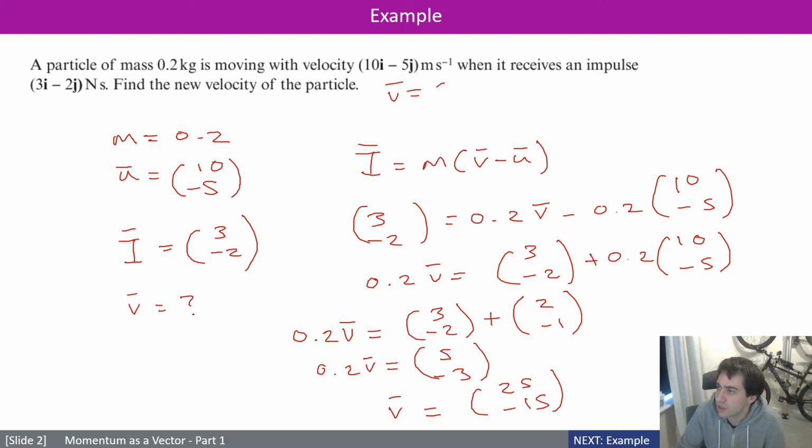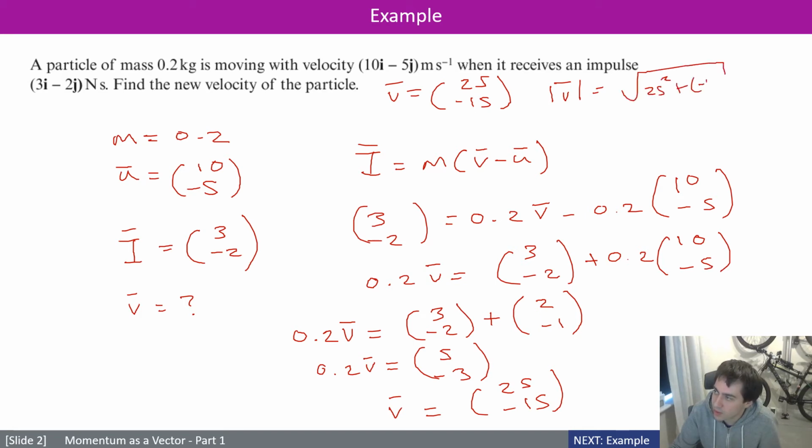We can just write it then as a vector, because velocity is a vector. If you were asked to find the speed, that would be the magnitude of v. In other words, the square root of 25 squared plus the minus 15 squared, which of course is just 15 squared as well. So speed takes a little bit of extra work, but not that much extra work.